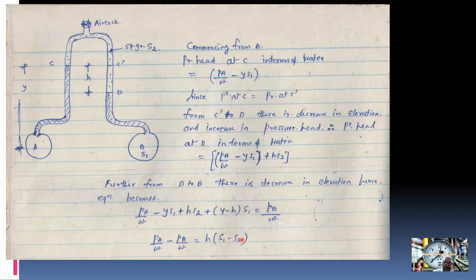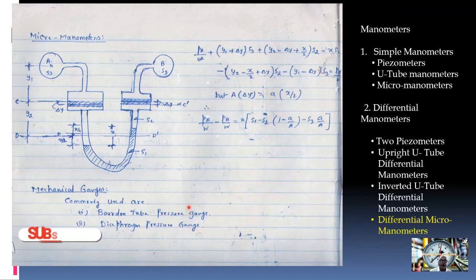So let us say S1 is water here and S2 is toluene, let us say it is 0.75. So 1 minus 0.75 into H dash will be the pressure head difference between these two points. So this is the micromanometer. A and B are the pipes. Then these are the two reservoirs and S1 is the manometric liquid.